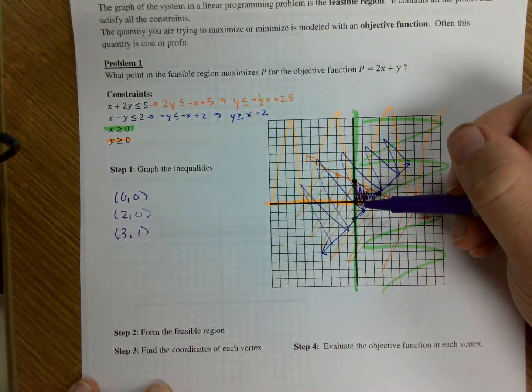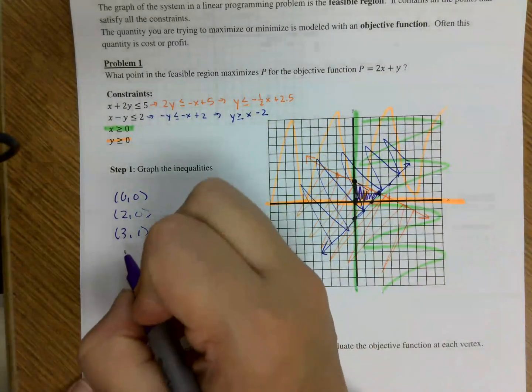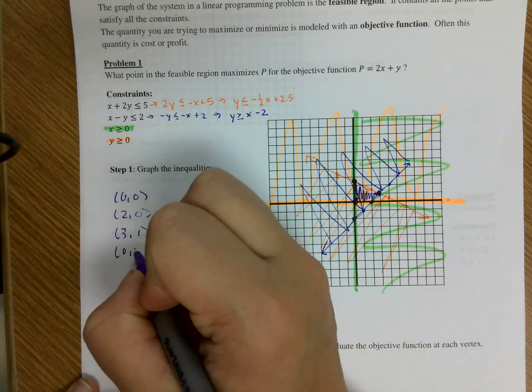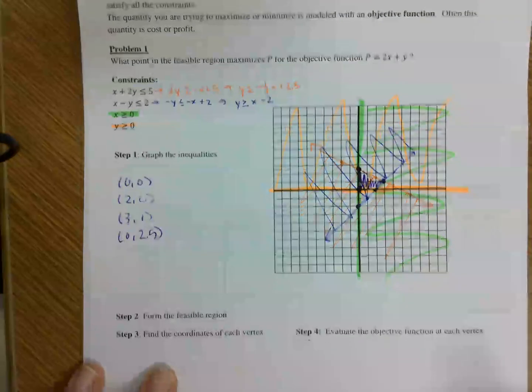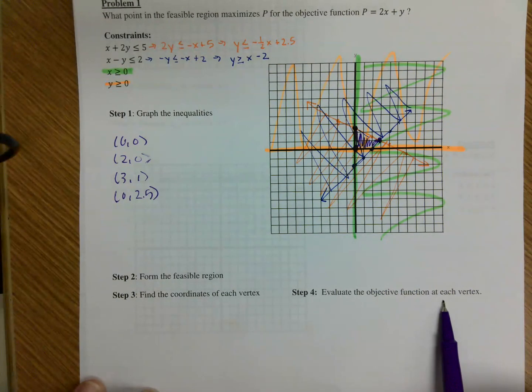And remember, this is my y-intercept for orange, so that would be 0, 2.5. Okay, so that's step 3. Find the coordinates for each vertex. Then you want to evaluate to figure out what we're looking for.